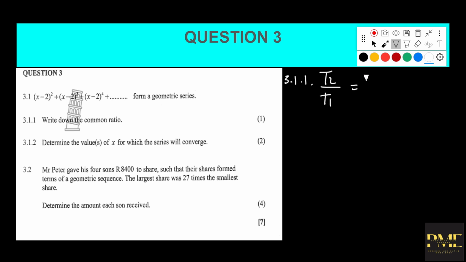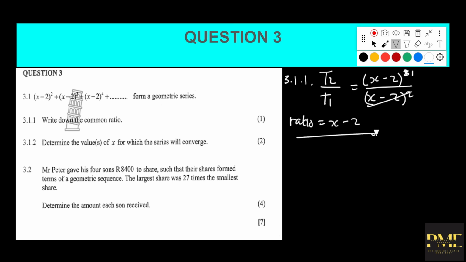In this case term 2 is (x minus 2) cubed, divided by (x minus 2) squared. You'll notice that (x minus 2) squared will cancel off, then you're going to be left with the one. So therefore our ratio is equal to x minus 2. Okay, right.